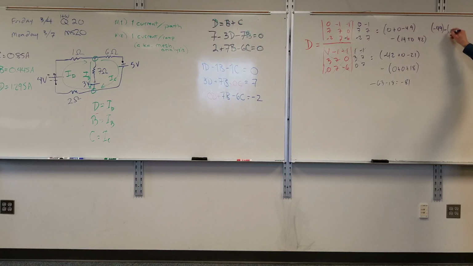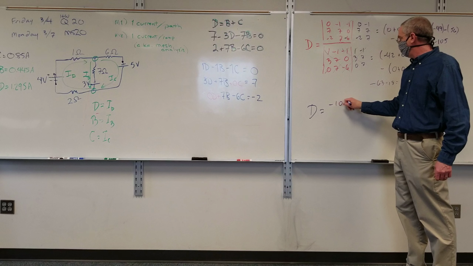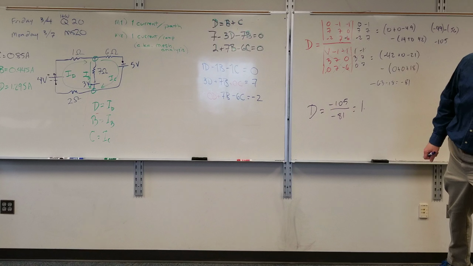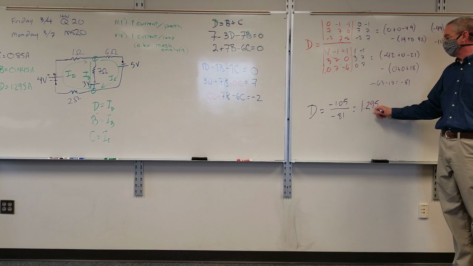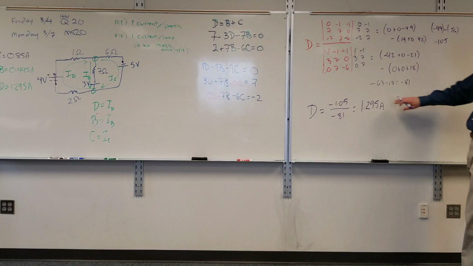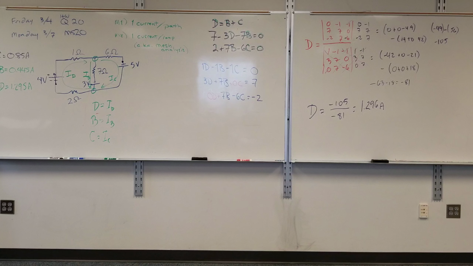So negative 49 minus 56, which is negative 105. And so d is equal to negative 105 divided by negative 81, which I just got the thumbs up over there, so I assume we actually got 1.295. 1.296, but yeah, 1.296, okay. However, I'm feeling pretty good that we did something right. It's close.